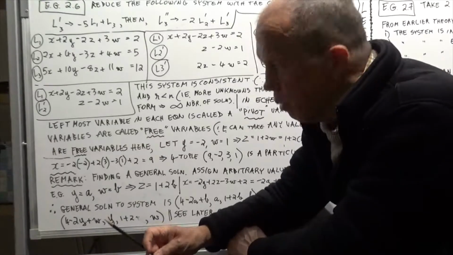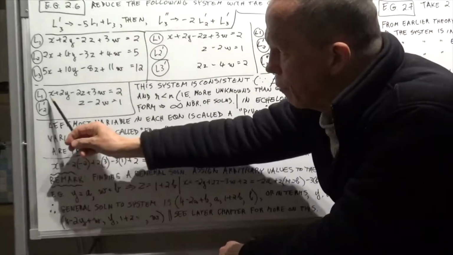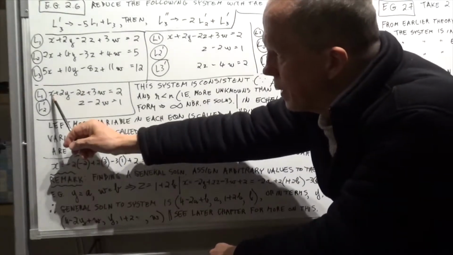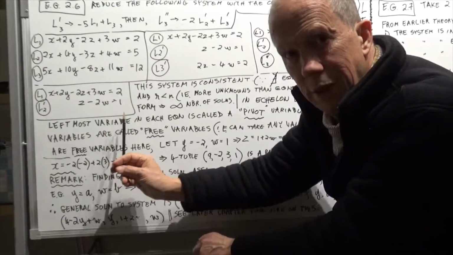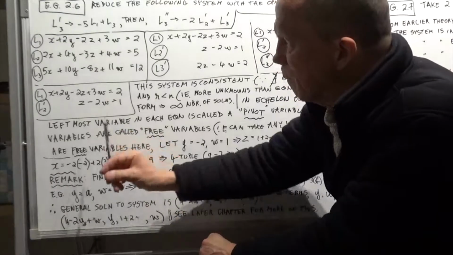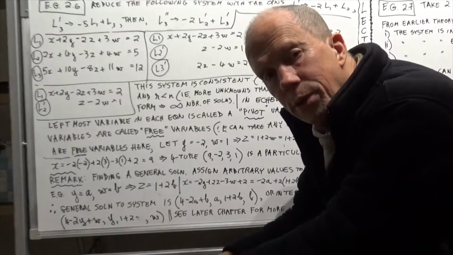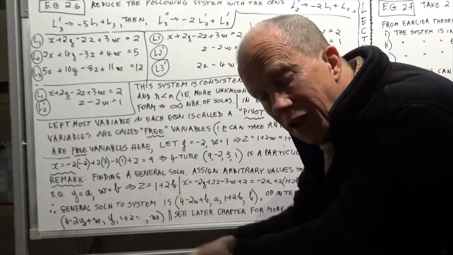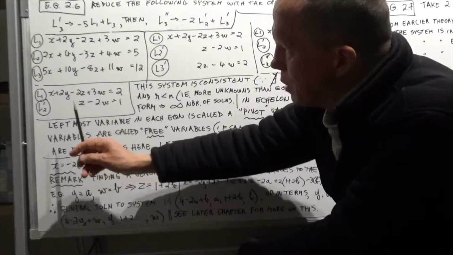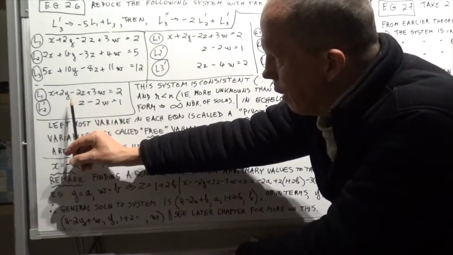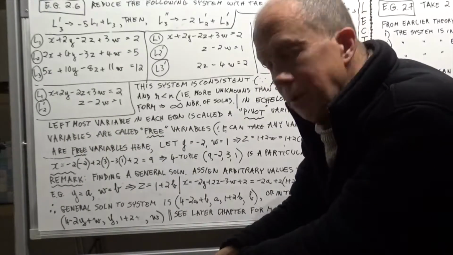So what's a pivot variable? You have a look at each equation, and the pivot variable is the leftmost one. So in this case it would be x, and in the second equation z. So we have 2 pivot variables amongst the 4 variables in this system, and they are x and z. By definition, the free variables are the others, the non-pivot variables. So obviously the 2 free variables will be y and w.